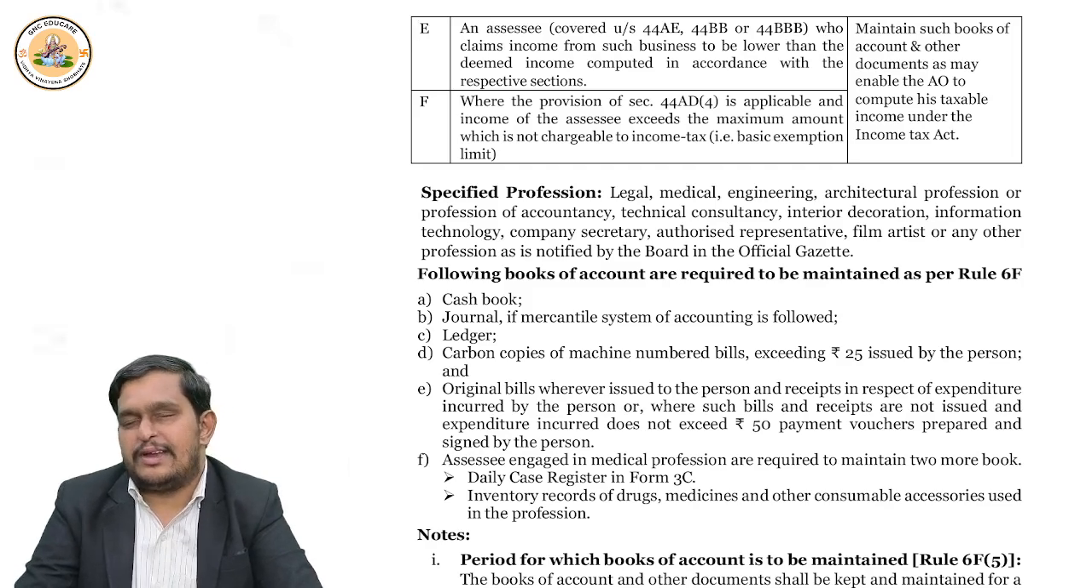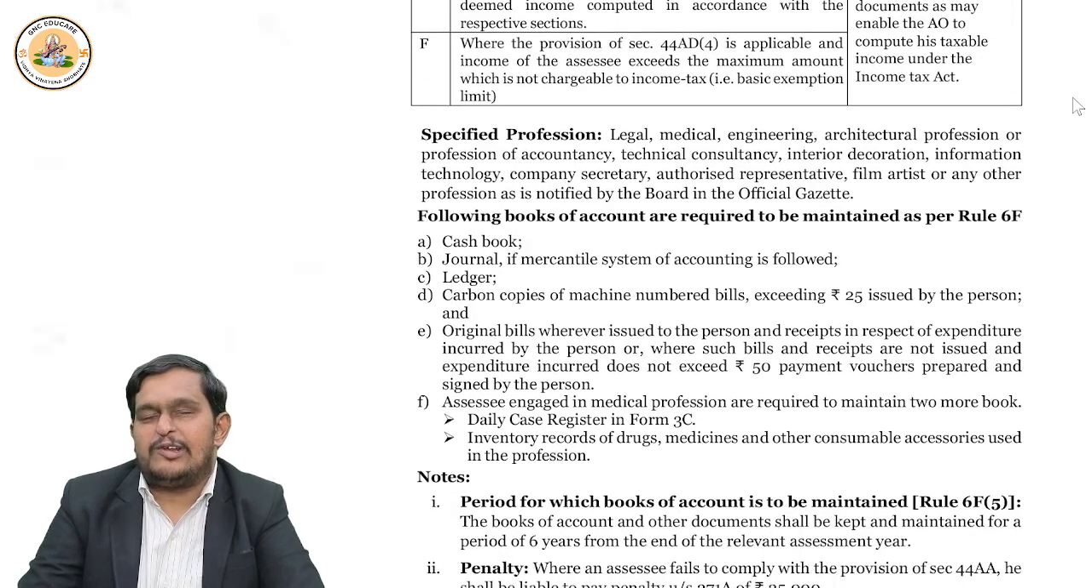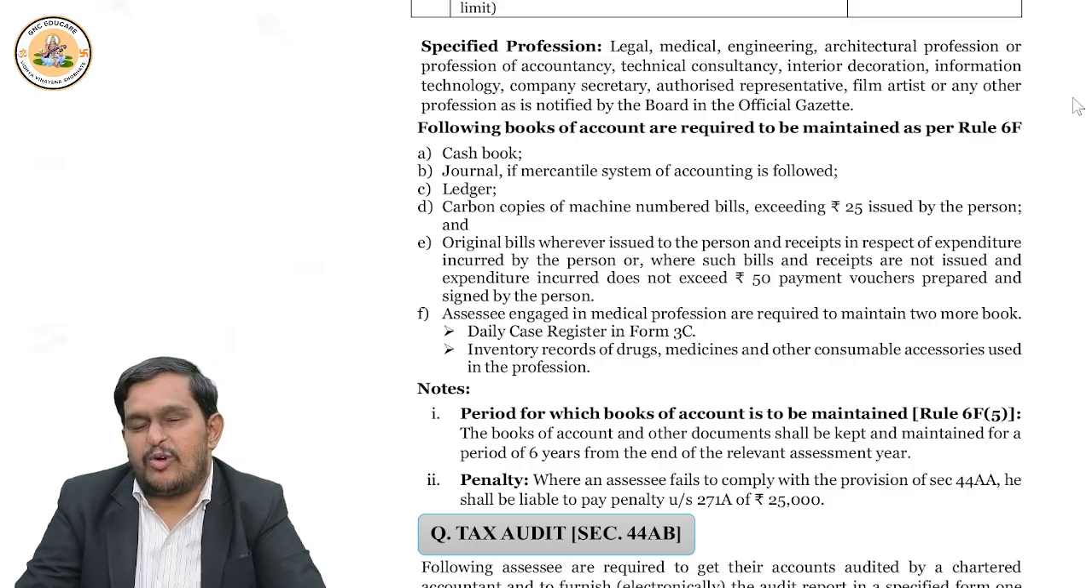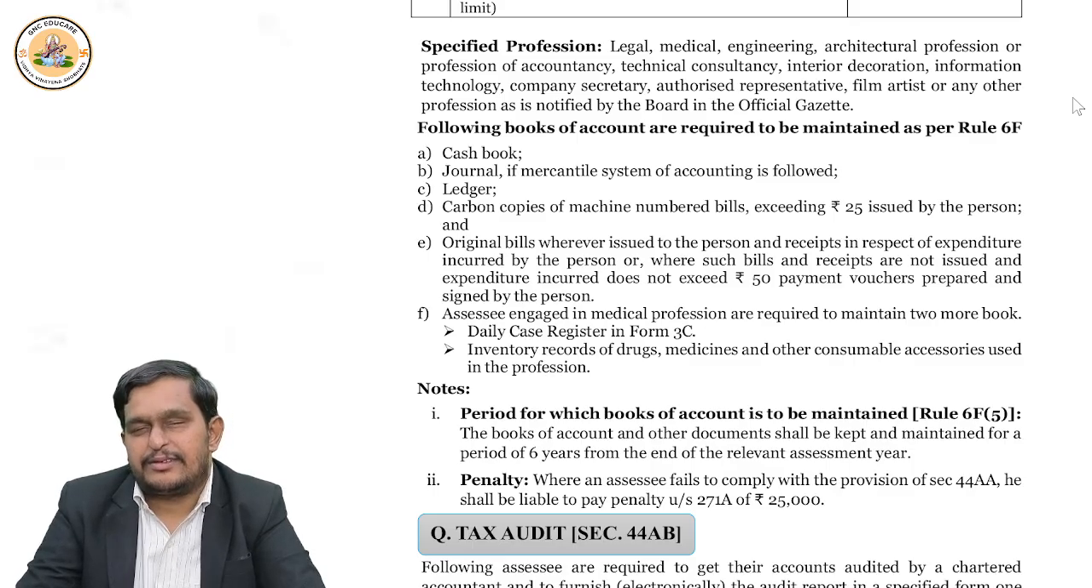Which books should be maintained as per Rule 6F? Very simple. What you study in your 11th class first thing in accounts? Journal, correct? Same should be maintained. Then what you study? Ledger, correct? That you have to maintain. What else? Then you study cash book, correct? So journal, ledger, cash book should be maintained. These three are compulsory under Rule 6F.